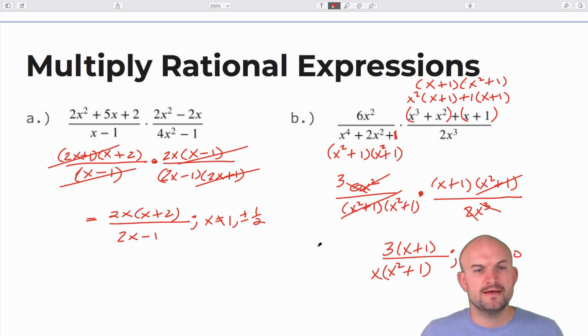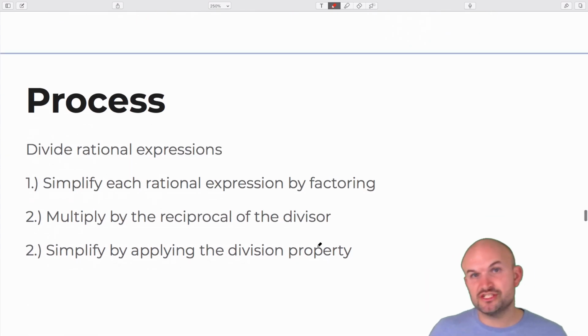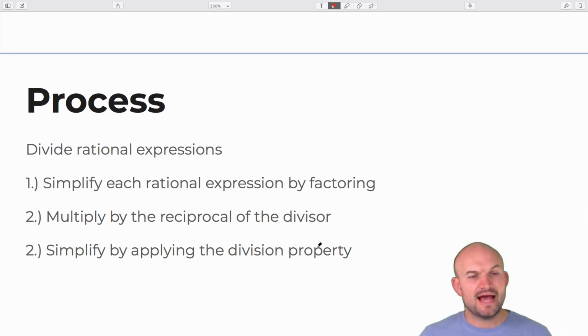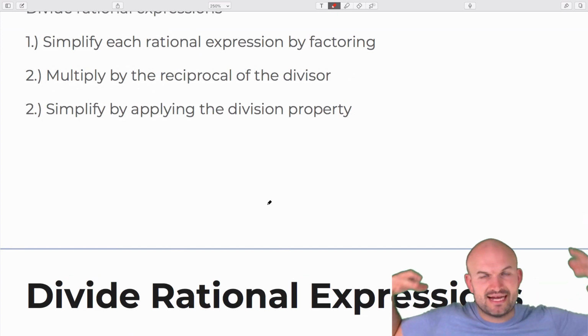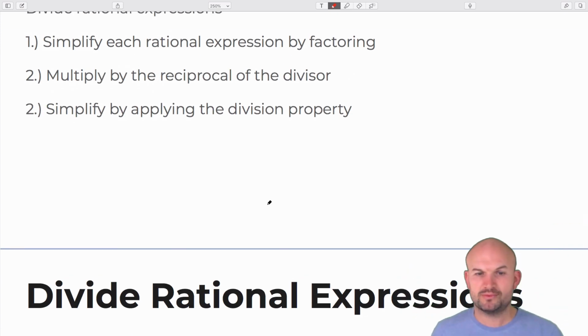Okay? And then we went and talked about division. So, division is a little bit different. But, again, the same kind of thing. You're going to want to simplify first, or look to simplify. Rewrite it as a product of its reciprocal. So, you're going to be multiplying by the reciprocal of the divisor. And then we're just going to, again, simplify using the division property. But now that you've written it as multiplication, you can divide across multiplication.